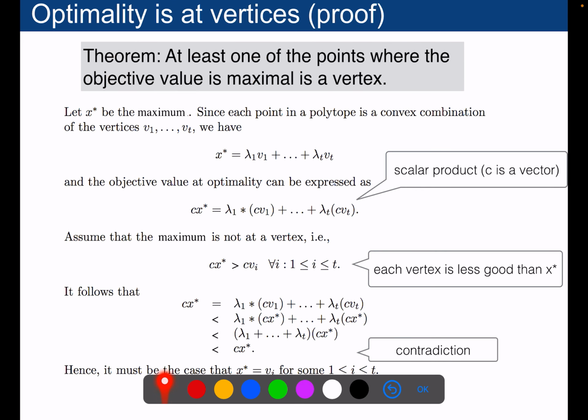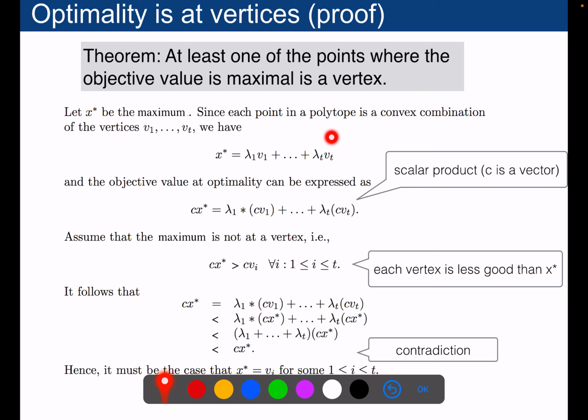Let's prove this theorem, because it's a very important one. It's not very complex to understand the proof. And we will prove the theorem by contradiction. Let's assume that x star is the maximum. Since every point in a polytope is a convex combination of the vertices, okay, this is the first theorem that we assumed was true, we will reuse it. We will simply write it like this. Okay, x star is a linear combination of the set of vertices of the polytope.